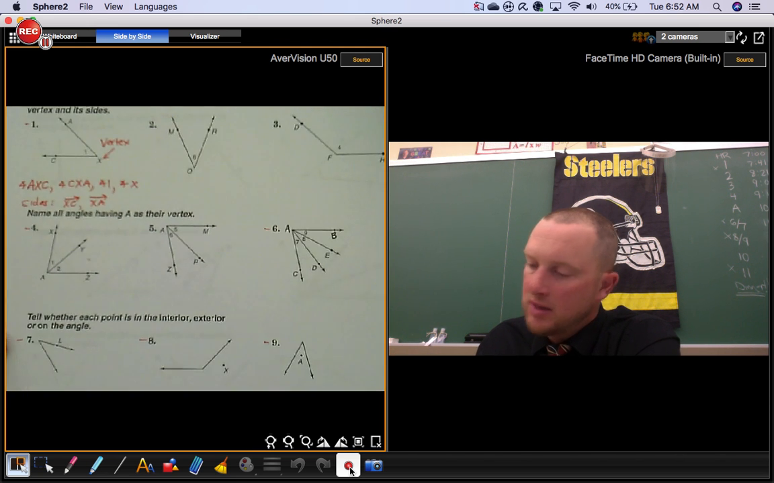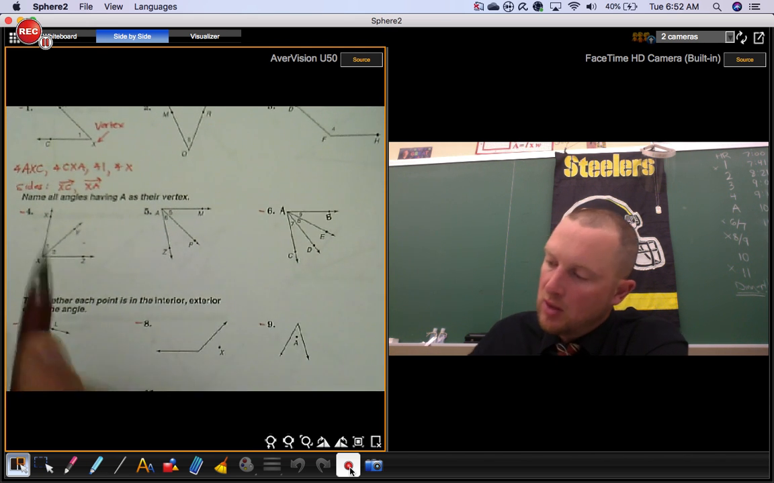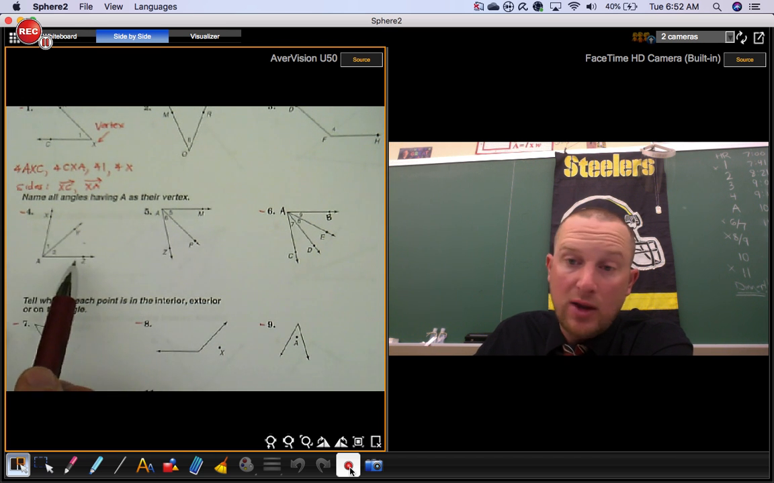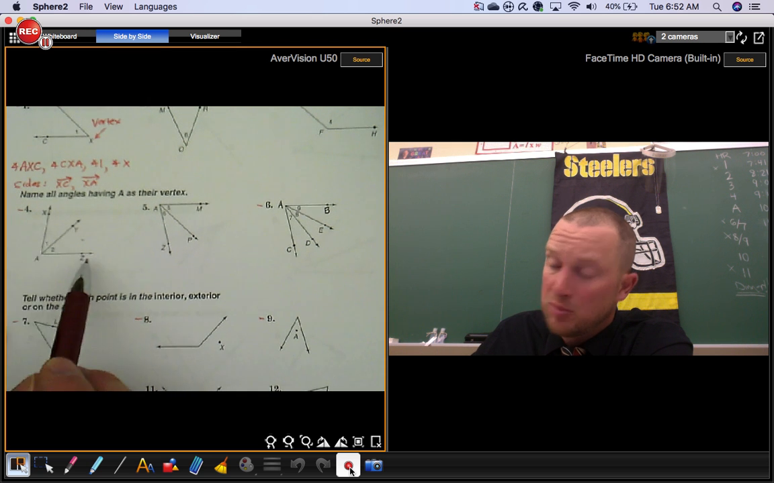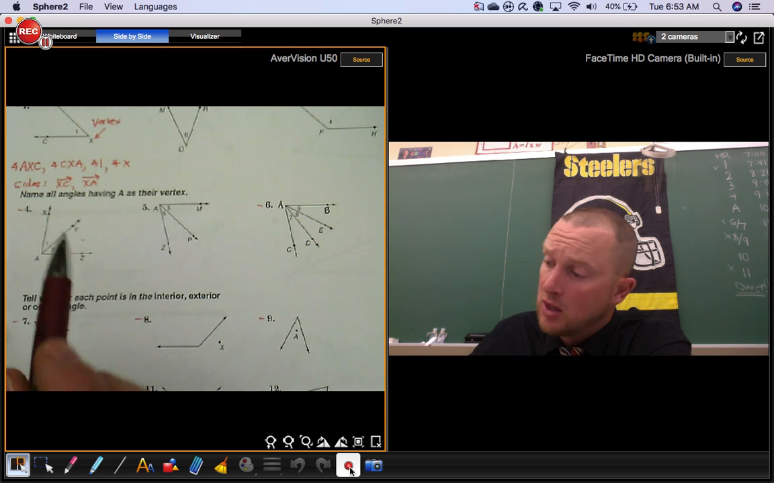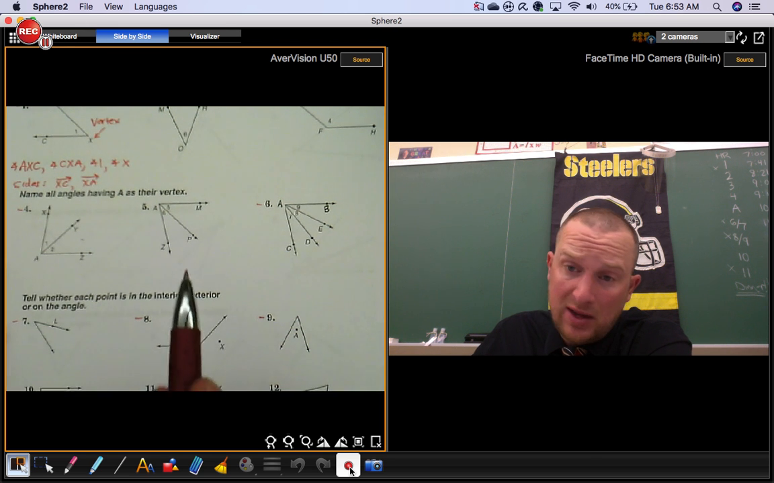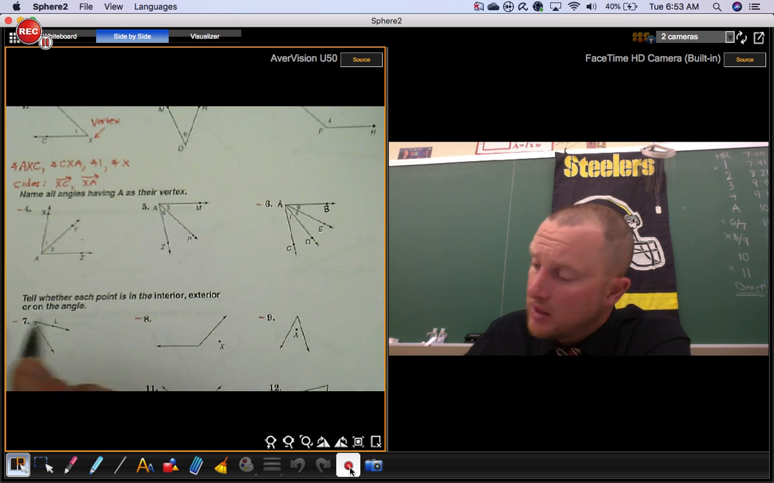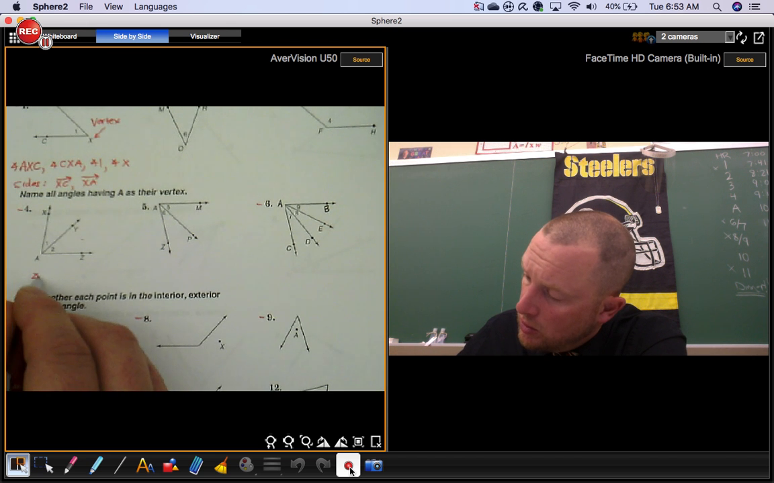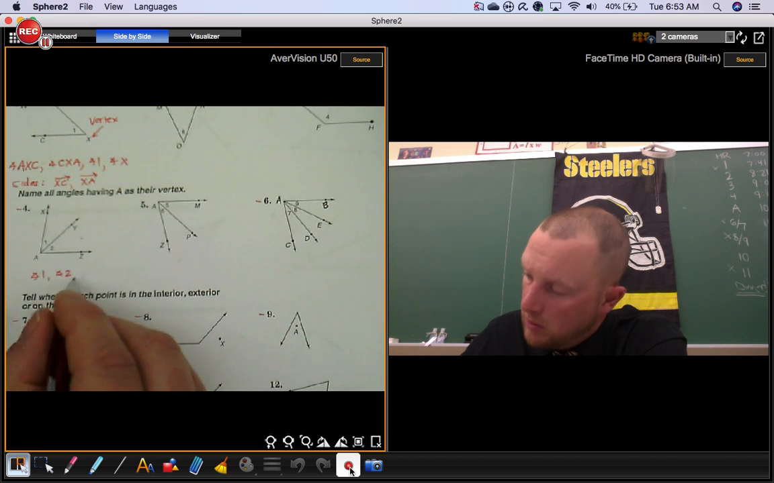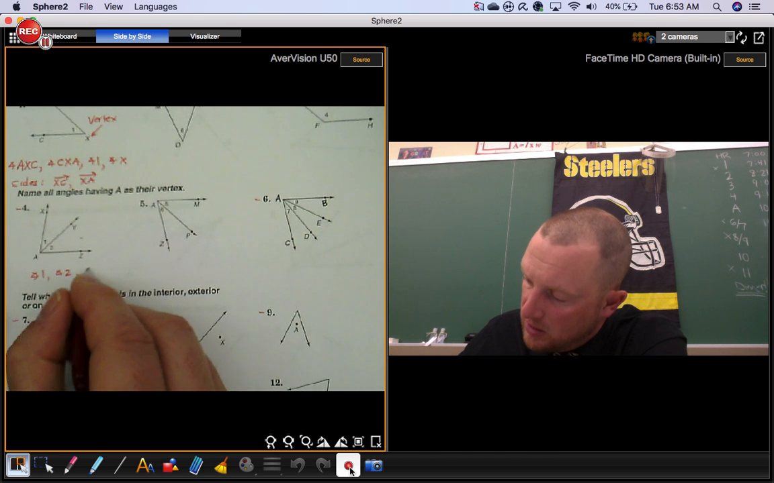Let's skip on down to number 4. We no longer have just one angle in the diagram. When they put another ray on the diagram, you actually end up with 3 total angles. There's 2 little ones and then a big one. So name all angles having A as the vertex. What you don't want to do is call any of these angles angle A at this point, because there's 3 of them and they all have A as a vertex. So angle 1 and angle 2 are the 2 little ones, and the big angle would be angle XAZ.